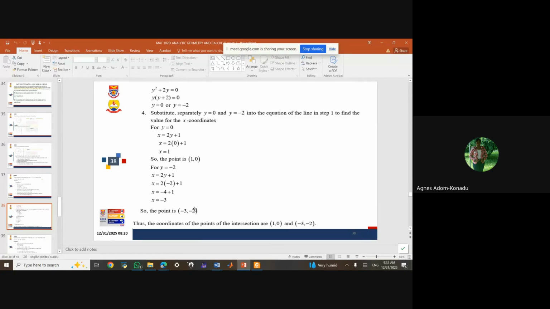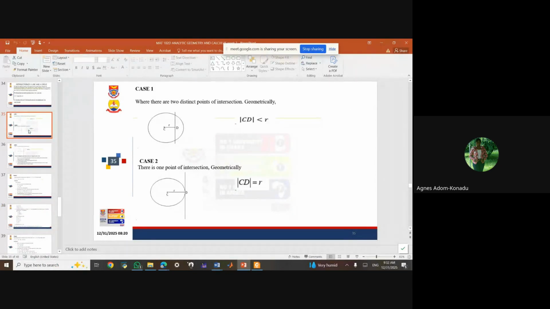So this means that we have 2 points of intersection. So it's a chord. So it is this point.